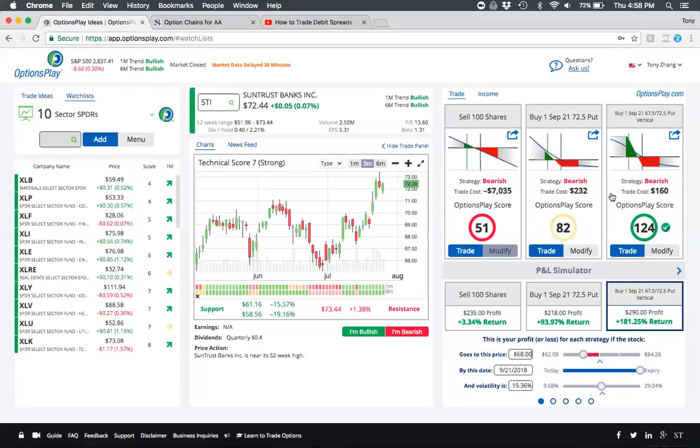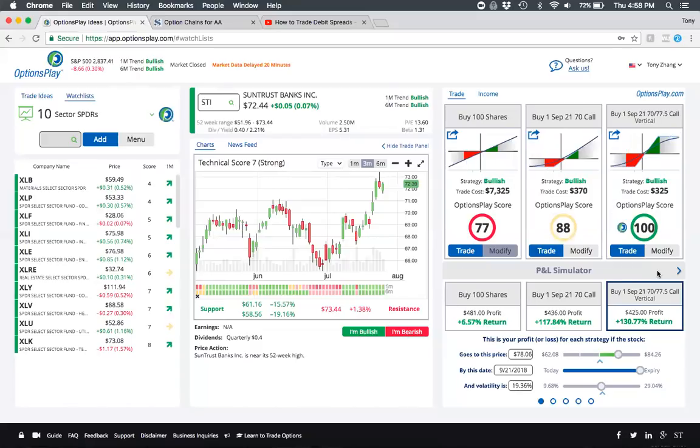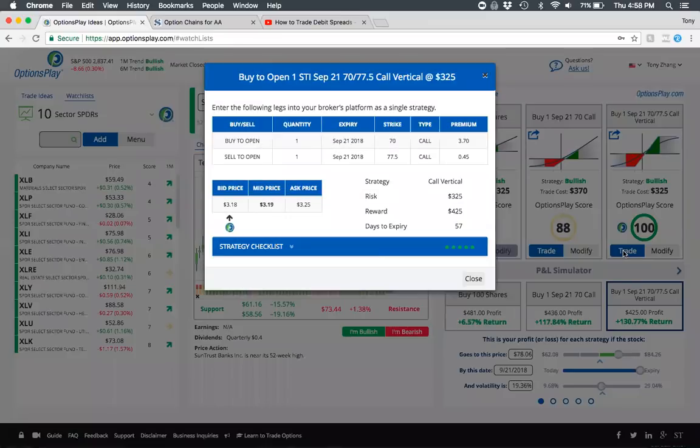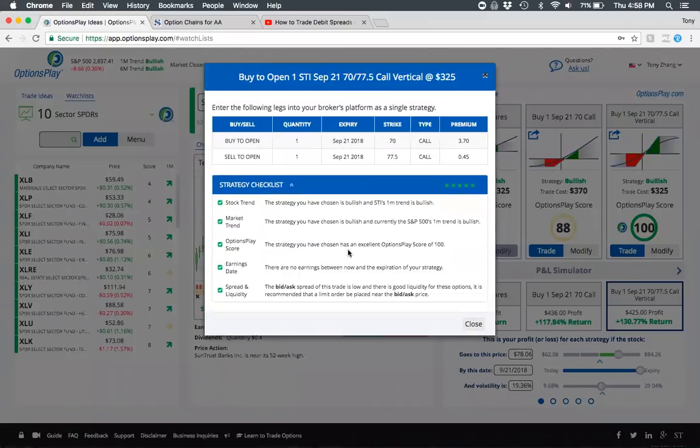You can trade all of them. And once you've decided on the one that you want to trade, let's say you like the September 21st trade. This was actually the trade that we looked at yesterday. When you hit the trade button, we have what's called a strategy checklist.